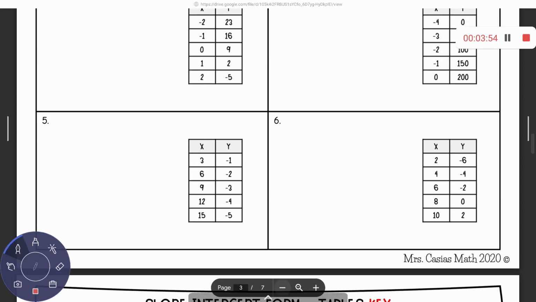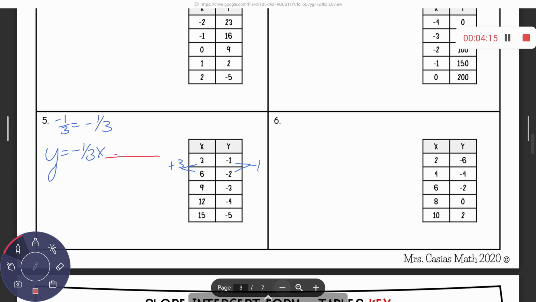Okay, so number 5, you're going to find the change of y. The change of y is a minus 1, and this is a plus 3. So that's a negative 1 over 3, which equals negative 1/3. So my equation starts off with y equals negative 1/3 x.